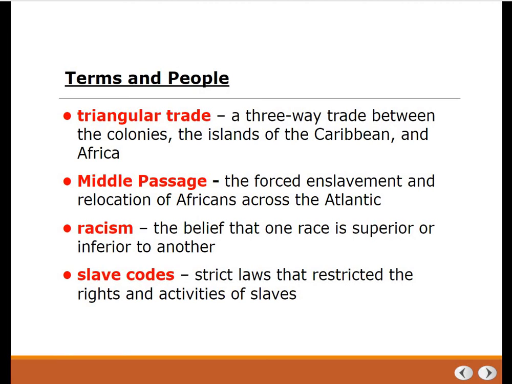So key terms and people. First one, triangular trade. This is the three-way trade between the colonies, the islands of the Caribbean, and Africa. The Middle Passage. This was the forced enslavement and relocation of Africans across the Atlantic Ocean. Racism. The belief that one race is superior or inferior to another. And lastly, slave codes, strict laws that restricted the rights and activities of slaves.